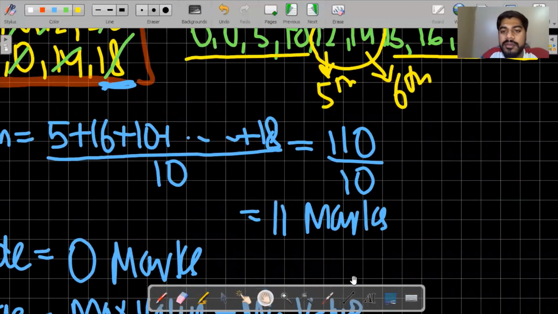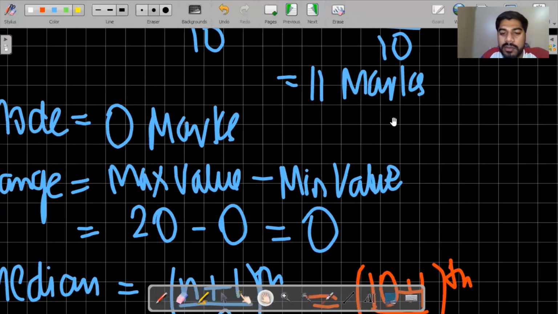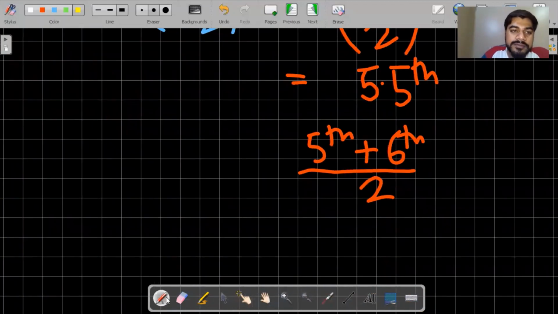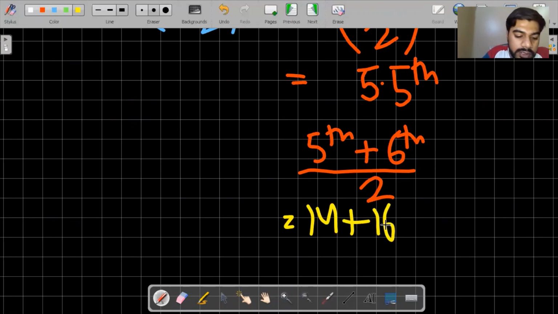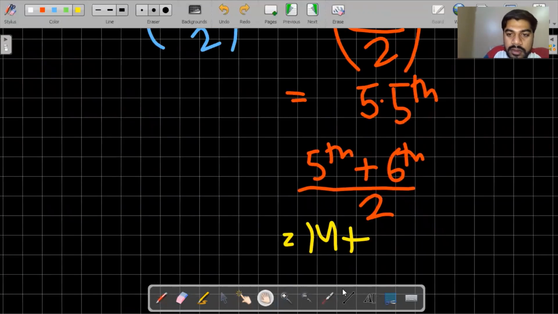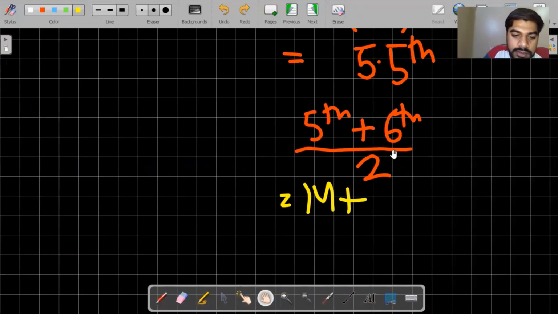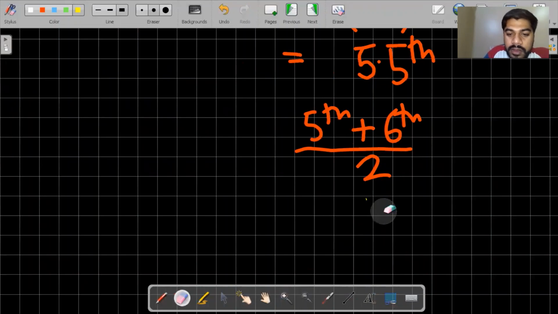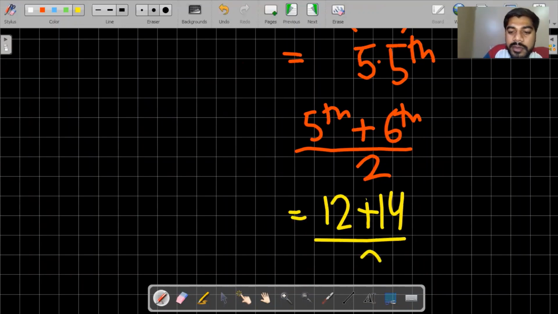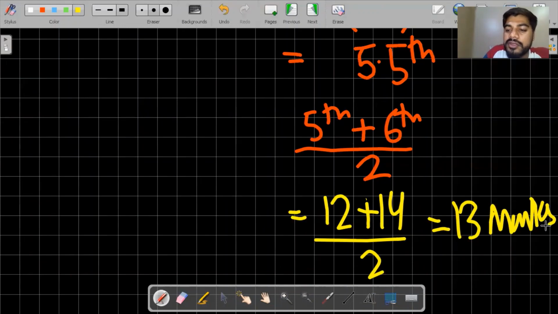So the fifth term is 12 marks, the sixth term is 14 marks, so the average will be 12 marks plus 14 marks divided by 2, which comes out to be 13 marks. So yes, the median comes out to be 13 marks. Hopefully all of you are clear about the following condition.